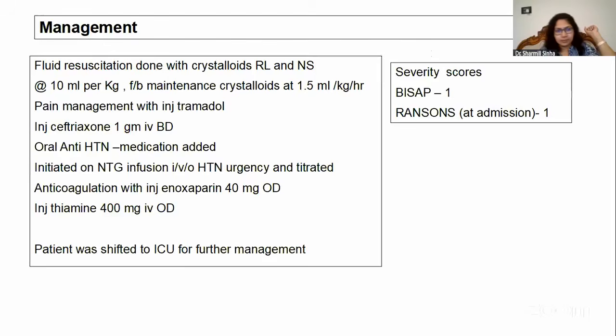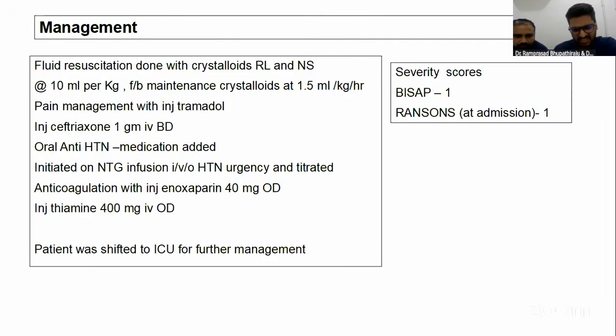So the initial management that this patient got in the ER: first, fluids were given. Initially a bolus of NS was given, and later on RL. The bolus was 10 ml per kg, followed by maintenance crystalloids at 1.5 ml per kg per hour. Pain management was done with injection tramadol, and the patient was initiated on prophylactic antibiotic ceftriaxone 1 gram IV BD. Oral antihypertensive medications were added, and the patient was also concurrently started on NTG infusion in view of hypertensive urgency, and it was titrated according to the BP.